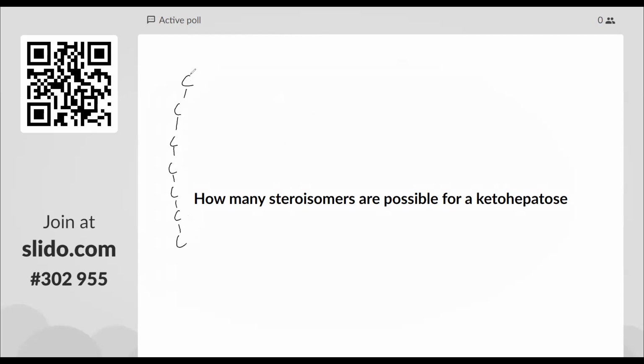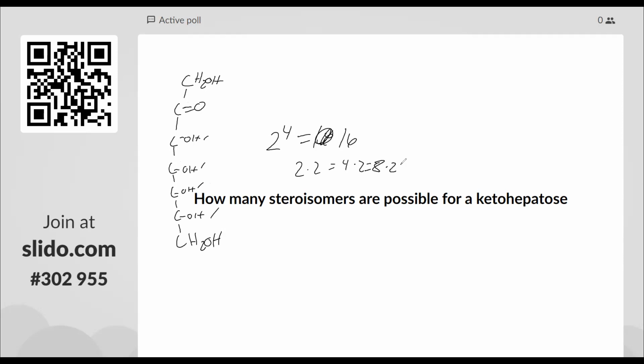So hopefully you paused it, came back, and are looking at the answer now that you have figured it out. So there's our heptose, ketoheptose. So 1, 2, 3, 4 chiral centers, 2 to the power of 4, which is 16. So 2 times 2 is 4, times 2 is 8, times 2 is 16. So that is how you find stereoisomers for your sugars.